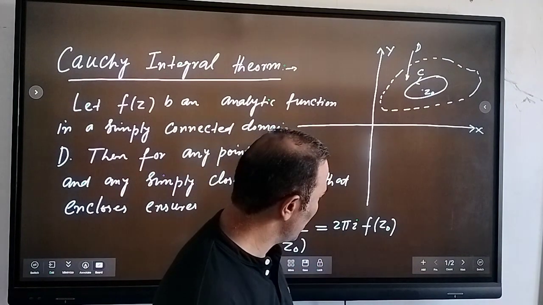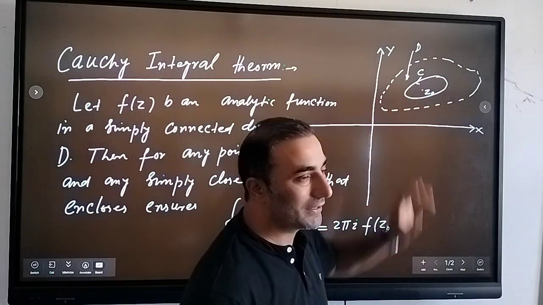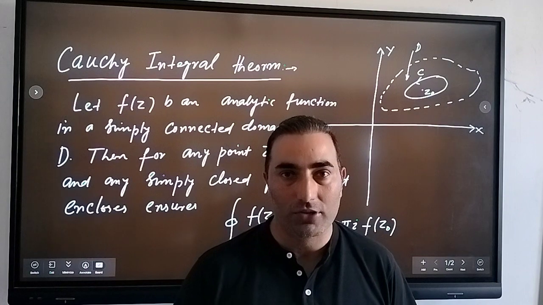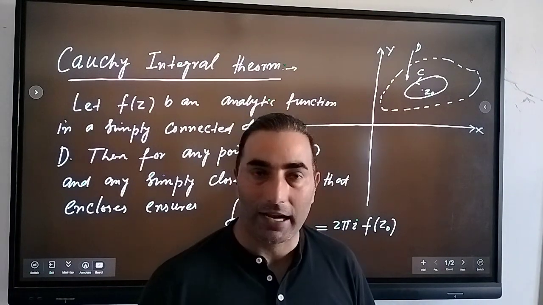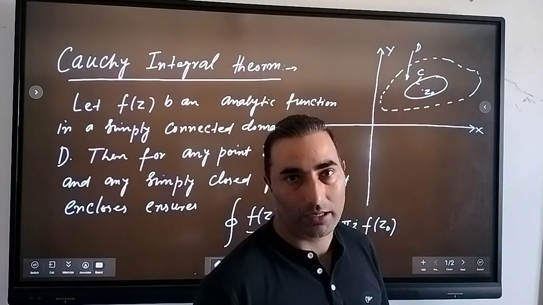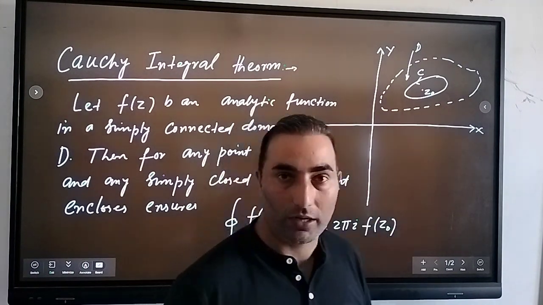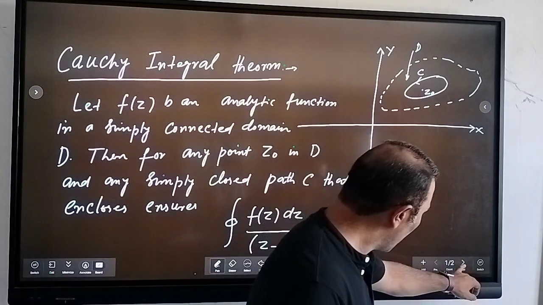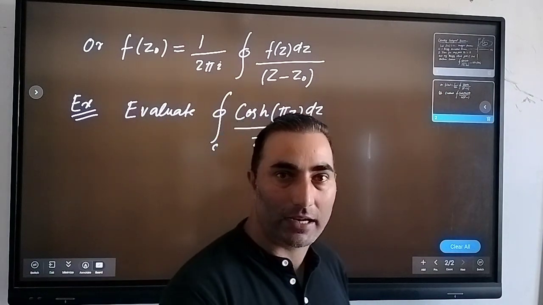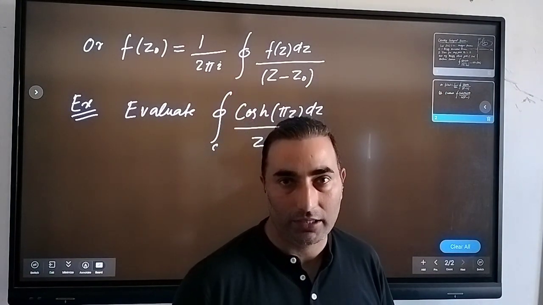this comes out to be 2 pi i into f of z0. That means the function will be analytic except at the point z equal to z naught, because when you put z equal to z naught, the function will not be analytic at that point. The rest of the neighborhood will be analytic. So this integral is 2 pi i into f of z0, or we can say that f of z0 will be equal to 1 by 2 pi i times this integral. This is our Cauchy integral formula.